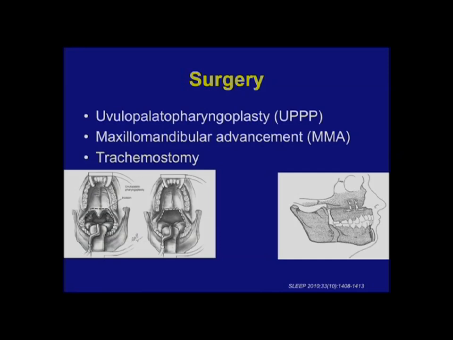We see part of the uvula, palate, and tonsils have been resected. In the bottom left-hand corner, we see the maxillomandibular advancement surgery. We see there's surgical scars in the maxilla and mandible, and we see the maxilla and mandible have been moved forward.